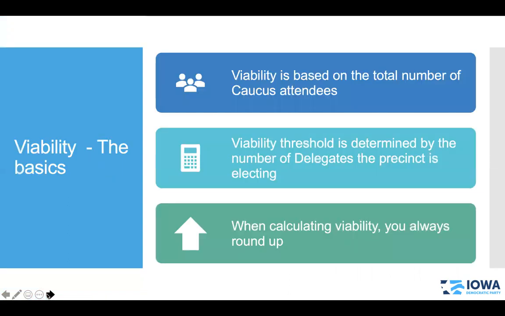So first, viability is based on the total number of caucus attendees, and the viability threshold is going to be determined by the number of delegates that each precinct is electing. I will show you the formula again in a second, but those are the two main numbers that you'll be using to determine viability. And as I said in the previous section, we always will round up, no matter how small the fraction of the whole number is, you will round up to the next whole number.